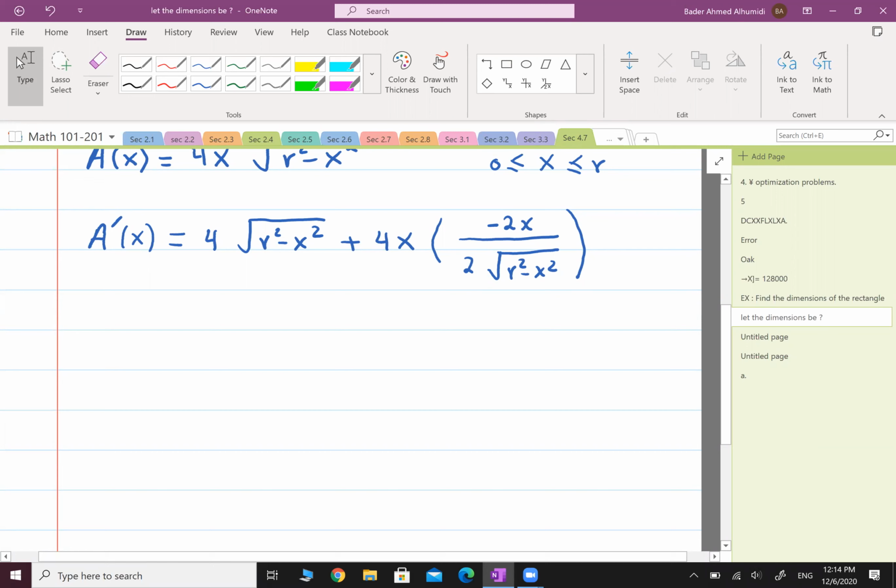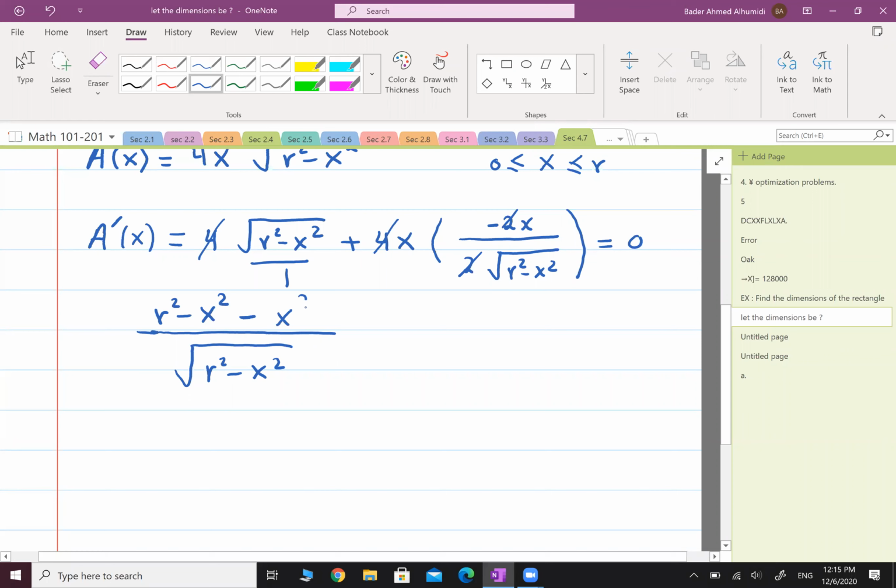Now, if I make this equal to zero, I can simplify it: you can always divide by four and divide by two. So what do we have? This implies something over the square root of r squared minus x squared. If I multiply r squared minus x squared by the square root of itself over one, it gives r squared minus x squared for the first one. In the second one, I have also minus x squared. If I make this equal to zero, this implies I have r squared minus 2x squared all over the square root of r squared minus x squared.